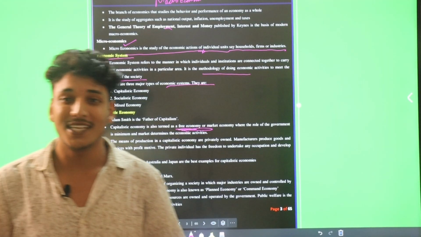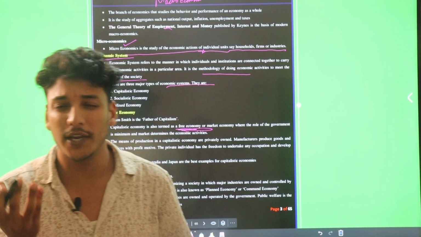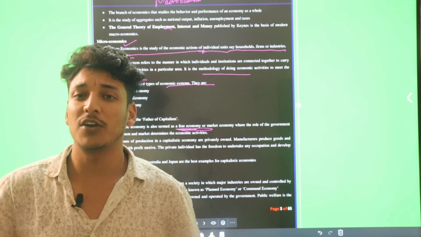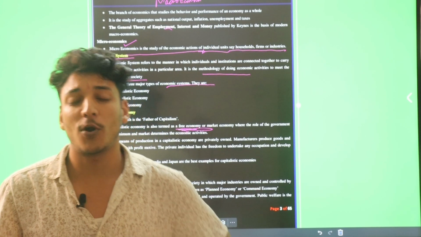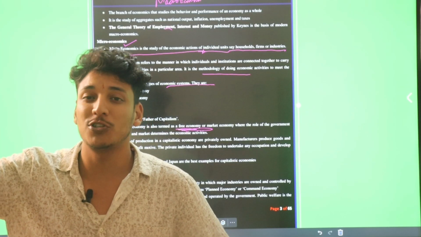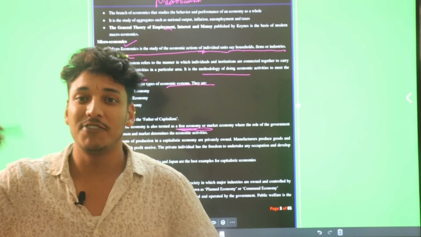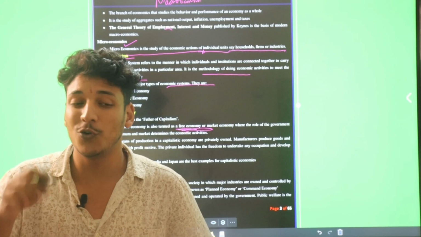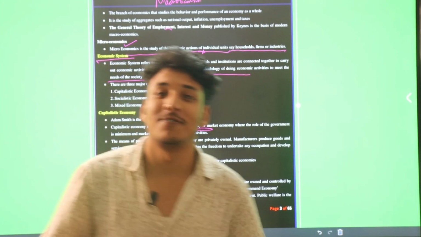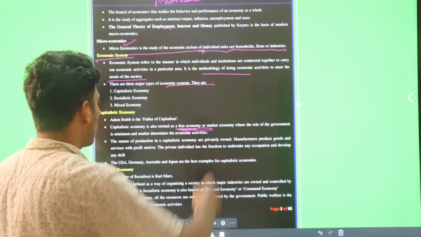Basically in a capitalist economy, the capitalists have just one thing in their mindset, that they just want to produce as much and as good as possible for their profit. Profit is their priority. It means in capitalist economy they don't care about the labors. They just want to produce more and more goods which have excessive demand, and make a profit. That's why government role is minimum.